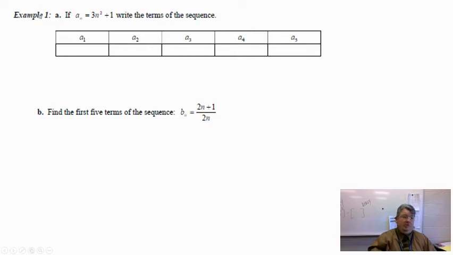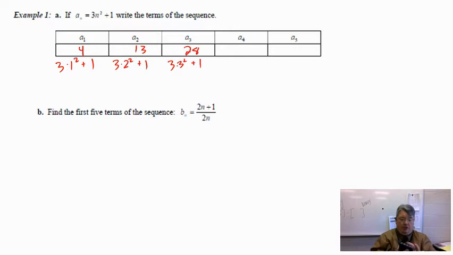Let's look at this. We'll start with basics. A sub n is 3n squared plus 1. Write the terms of the sequence. So a sub 1, that's just telling you to put 1 into that formula. Well, 3 times 1 squared plus 1 gives me a 4. A sub 2, that's saying put a 2 into that formula. So 3 times 2 squared plus 1. 2 squared is 4. 3 times 4 is 12. 12 plus 1 is 13. A sub 3, well, 3 times 3 squared plus 1. 3 squared is 9. 3 times 9 is 27. 27 plus 1 is 28. And I can continue that.